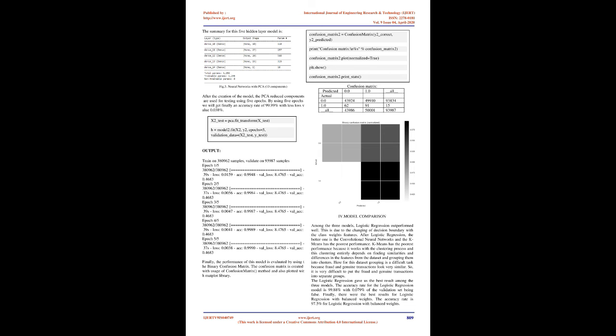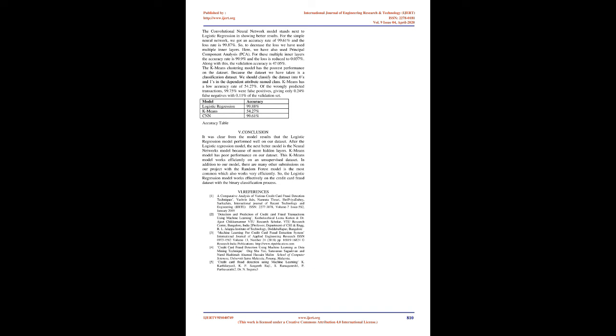x2_test = pca.fit_transform(x_test). h = model2.fit(x2, y2, epochs=5, validation_data=(x2_test, y_test)). Output. Train on 380,962 samples, validate on 93,987 samples.